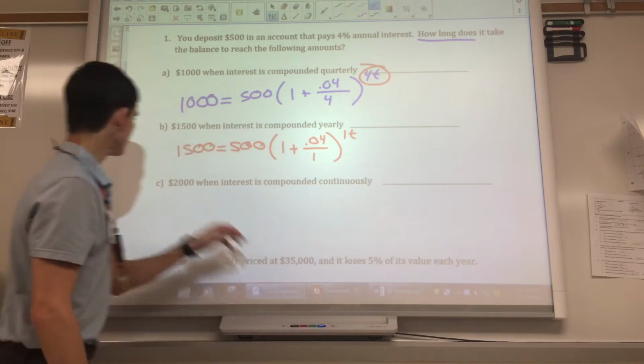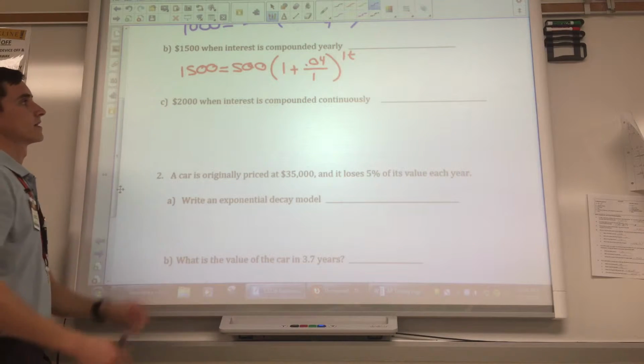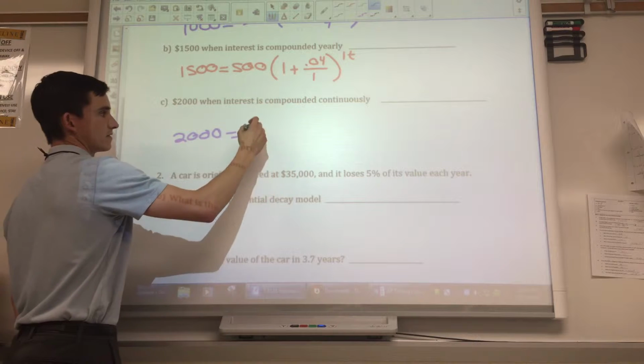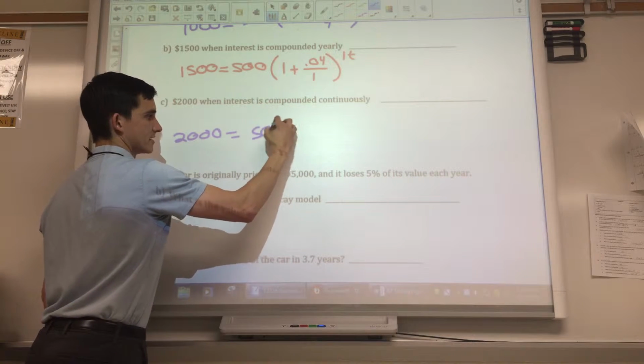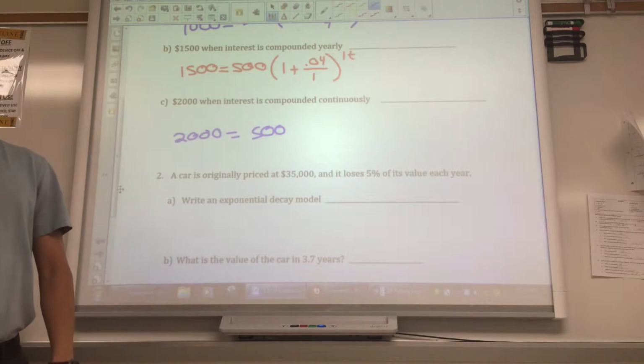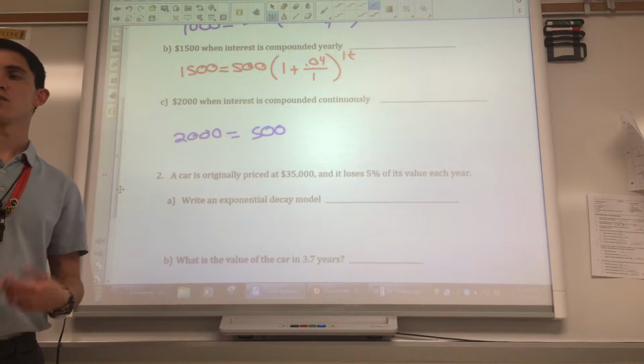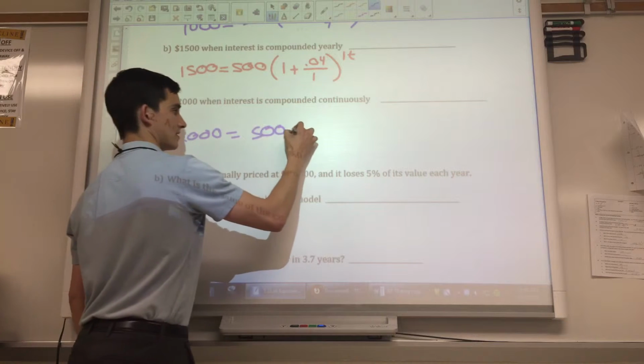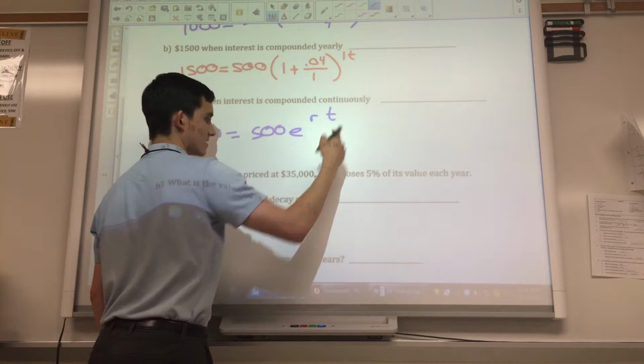Okay. So, this one. When is it going to be $2,000? If it's $500 originally compounded, what? Continuously. What's the letter? What's the P-E? P e to the r t. What's my rate?